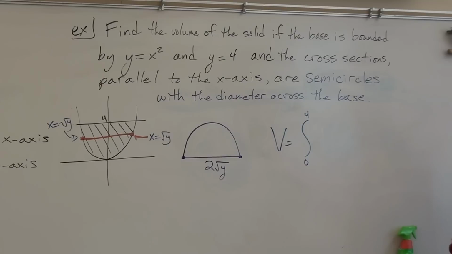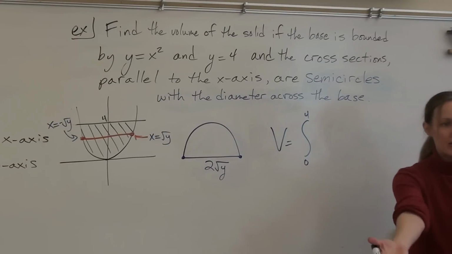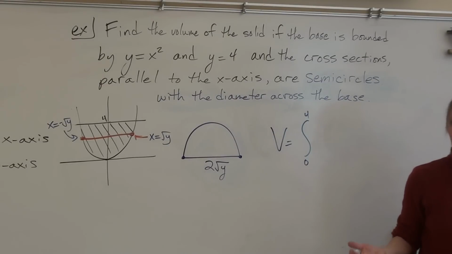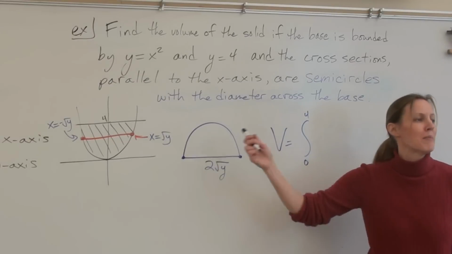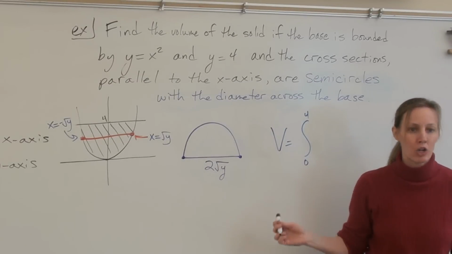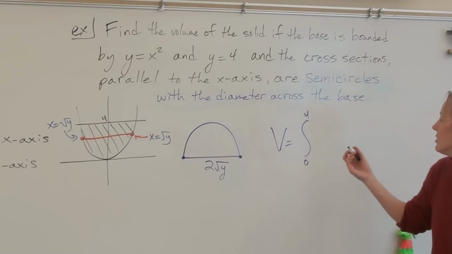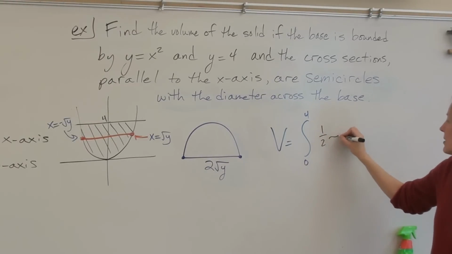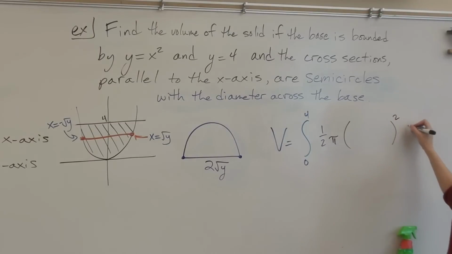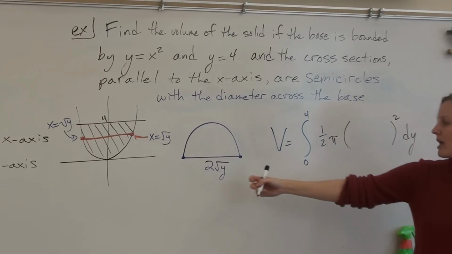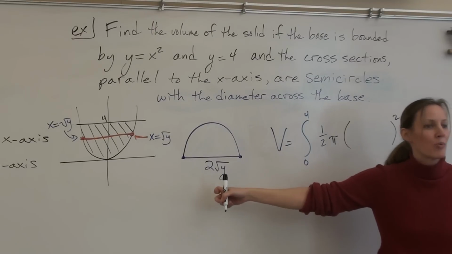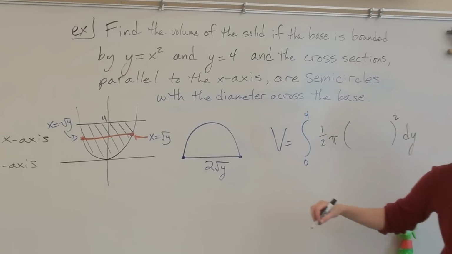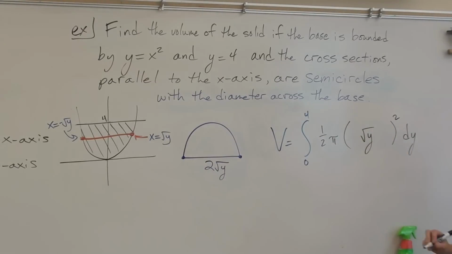All right. Area of a circle is what? Pi r squared, right? So that would be for a whole circle. So for a semicircle, it's 1/2 pi r squared, right? But is that the radius, 2 root y? No, it's just root y. That's the diameter, so the radius would be half of that, so the radius is just root y.